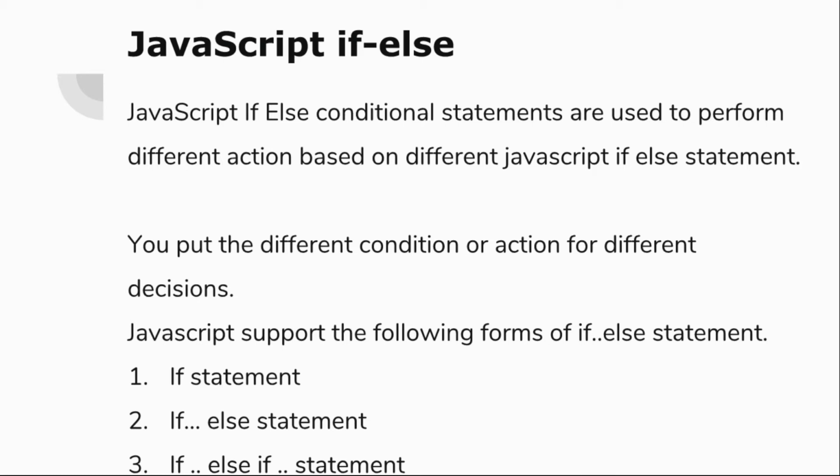JavaScript if else conditional statements are used to perform different actions based on different conditions. You put different conditions or actions for different decisions. JavaScript supports the following forms of if else statement: first, the if statement; second, the if else statement; third, the if else if statement.